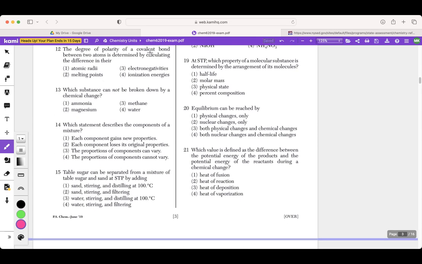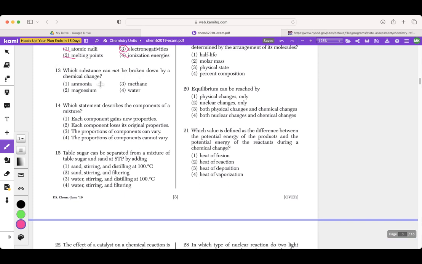12. The degree of polarity of a covalent bond between 2 atoms is determined by calculating the difference in their blank. Right off the bat, I'm going to tell you, if you see polarity, it has everything to do with electronegativity. So it is choice 3. You see polarity, think about electronegativity.